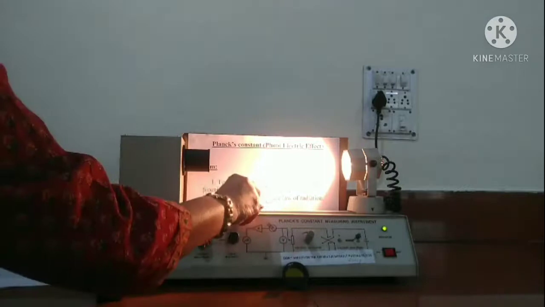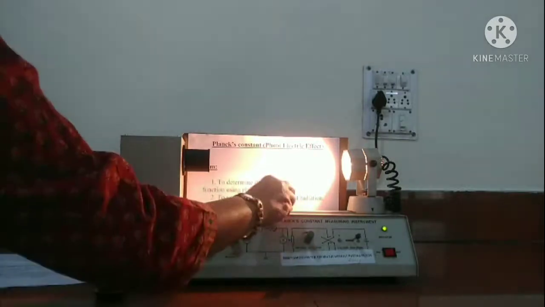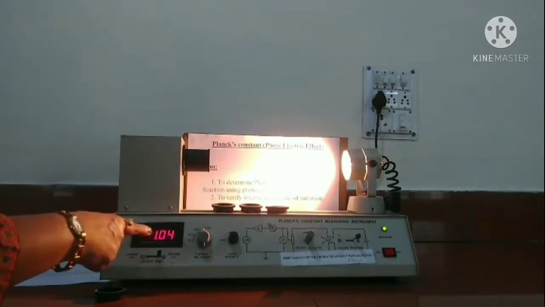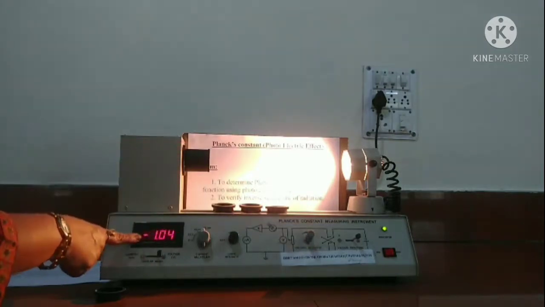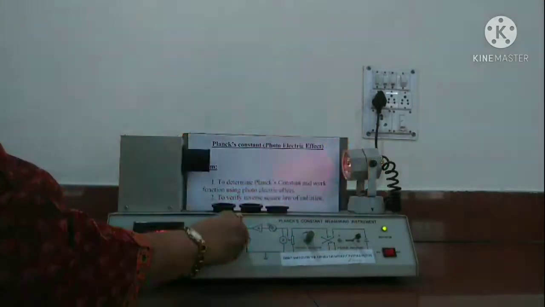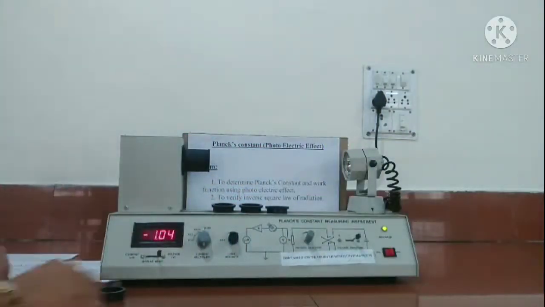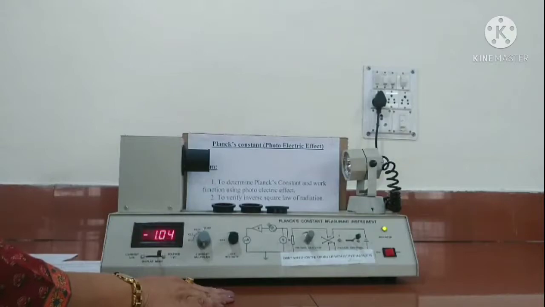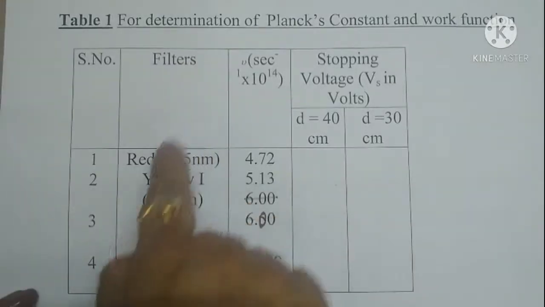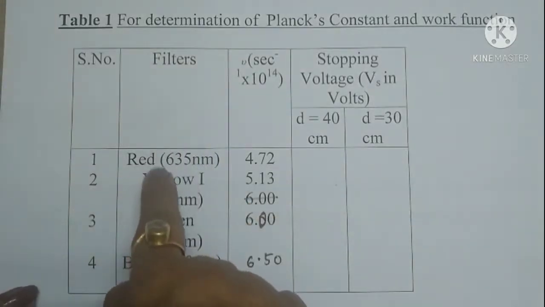So we can repeat the process for all the other 3 filters also, and then note down the stopping potential corresponding to all the frequencies. We can repeat this by changing one more position, say 30 centimeters. This is the observation table for it. So we can write it for all the filters.